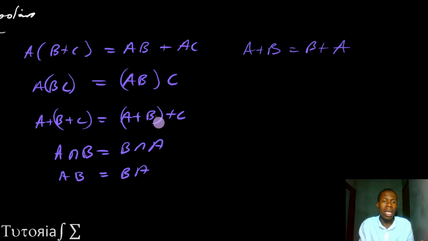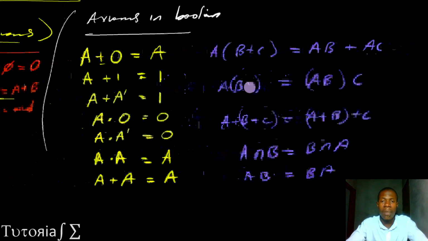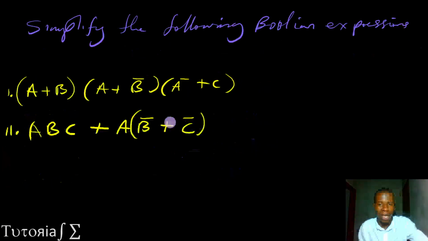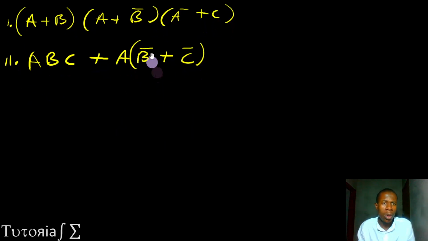Okay, so let's take note of these axioms. Then let's do an example, then we see how we progress from there. All right, so for this example, I'm going to do question 2 and you'll be doing question 1. So for question 2, we have this question here.